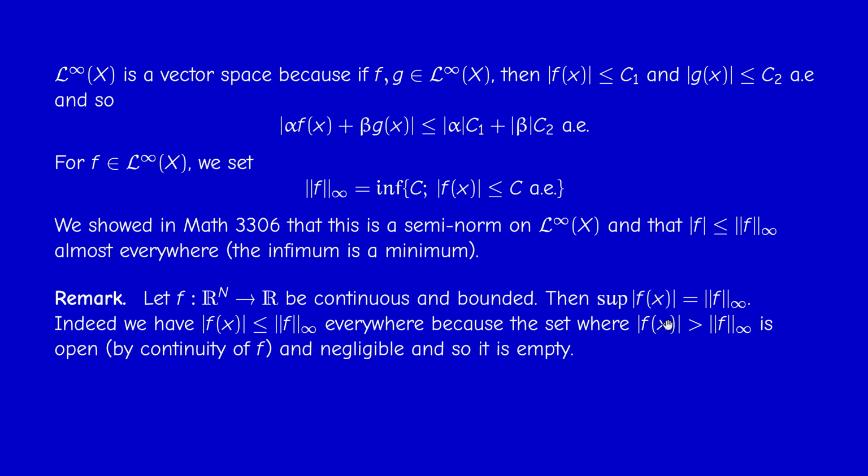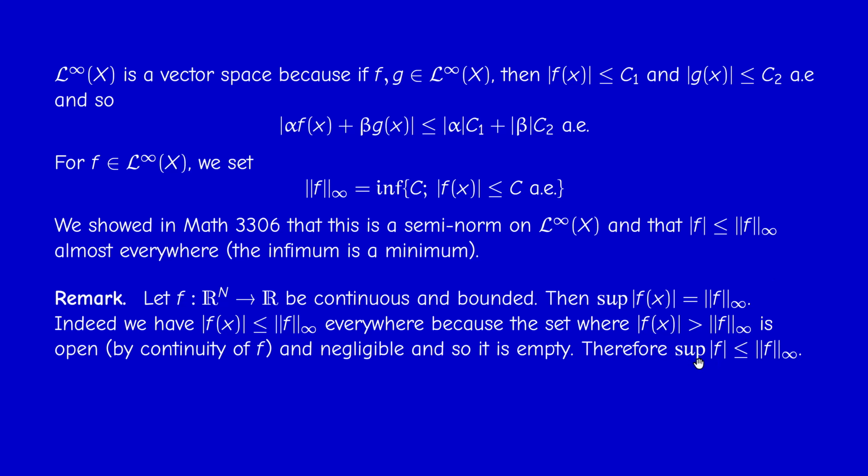Why? Because the set of x where f of x is strictly bigger than the norm infinity is open, because f is continuous. And it's negligible because absolute value of f is less or equal than the norm infinity of f almost everywhere. Now, an open negligible set must necessarily be empty, because if it's not empty, then it contains a ball, and the ball has positive Lebesgue measure. Here we are talking about the Lebesgue measure on R.